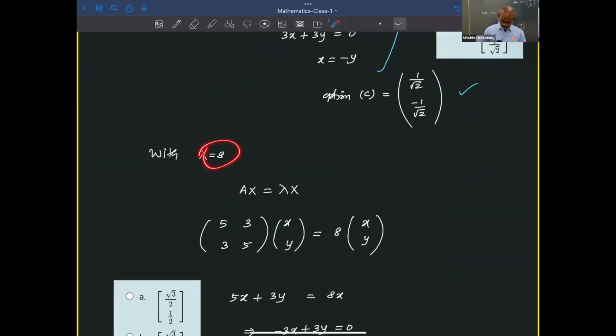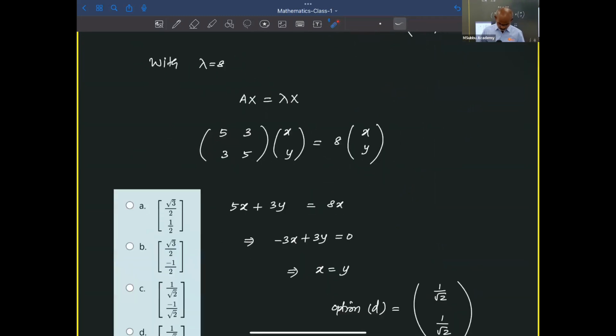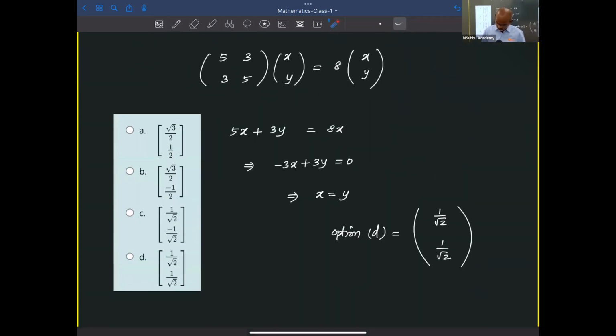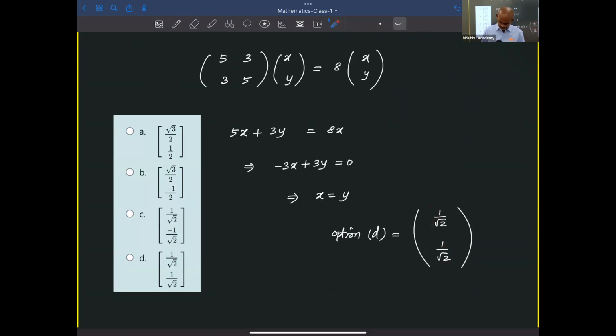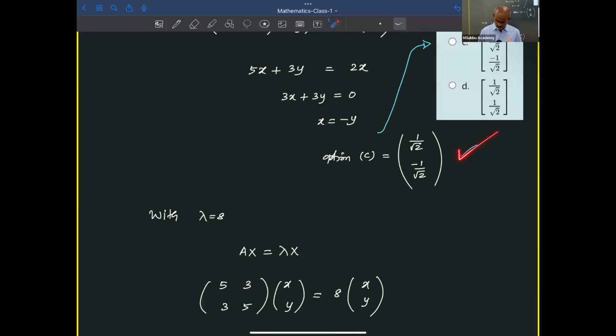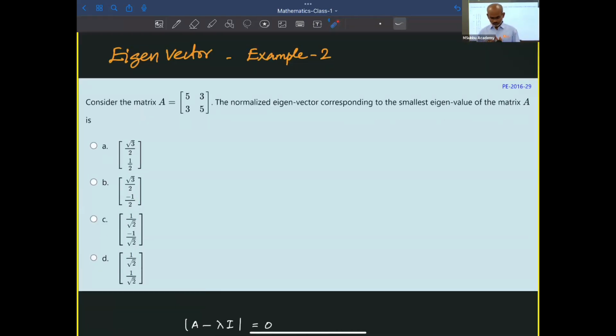Suppose you have tried the other one, that is lambda equal to 8. For that, this option D will be matching, but that corresponds to the highest eigenvalue. So this answer is not correct, and this is the correct answer. So of course, eigenvalue problems you can comfortably work on.